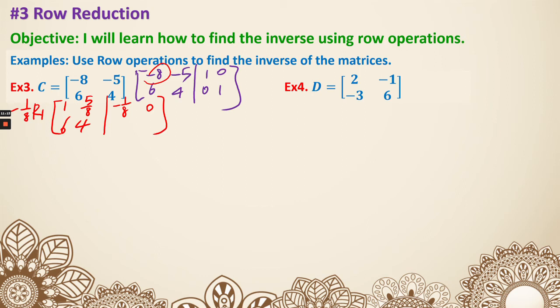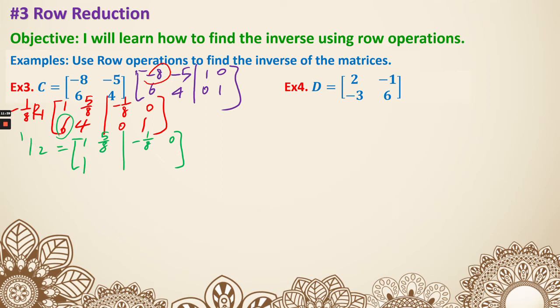Copy down the second row. Next, we need the second row number to become a 1, so I'm going to multiply everything by a 1/6. So we have 1, 5/8, -1/8, and 0. And now we're going to change the second row. So that's going to become a 1, and not a 1.